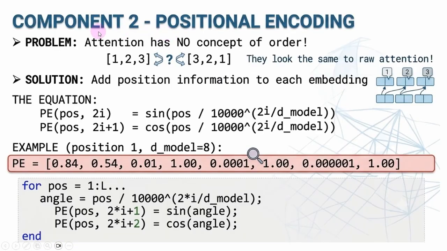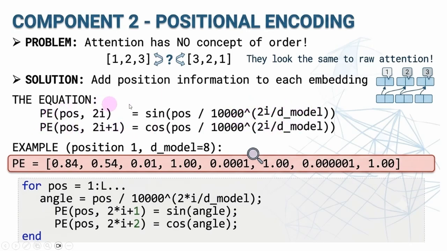Here's a crucial point. The attention mechanism has no built-in concept of order. If you give it 1, 2, 3, and 3, 2, 1, they look identical because attention just sees a set of vectors. That's a huge problem for sequence data. The solution is positional encoding. We add a unique pattern to each position's embedding so the model can tell where each element belongs. The original paper uses sine and cosine functions of different frequencies. The formula is shown here.